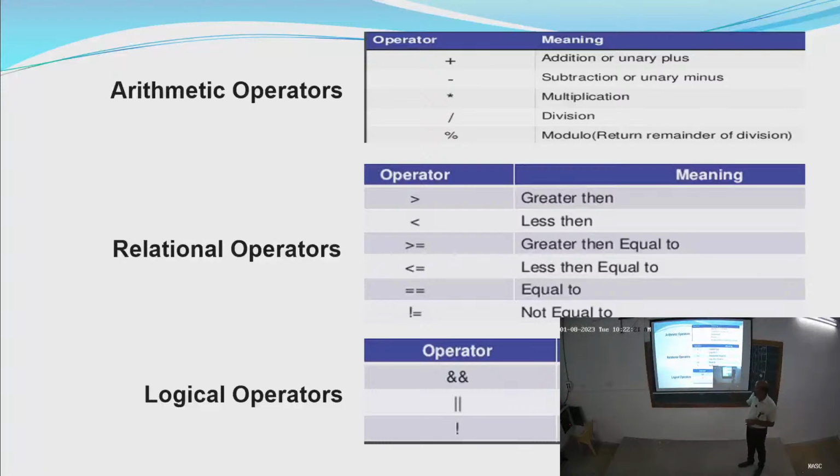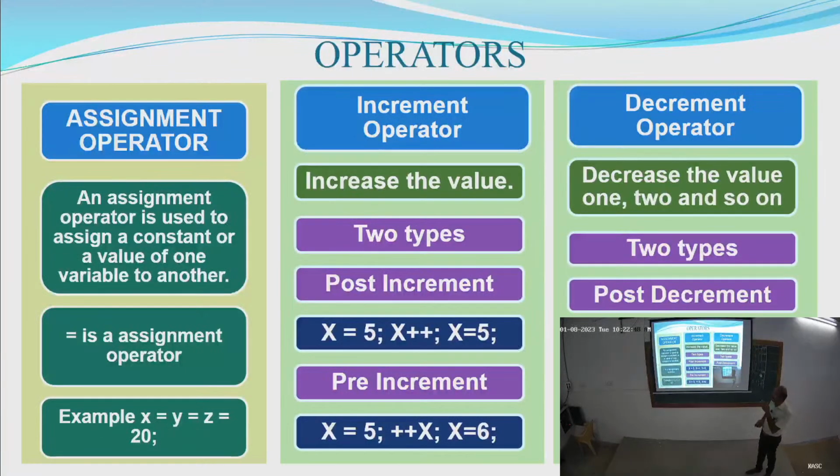Okay, next one is the logical operators. The logical operators are and, or and not. Here the exclamation mark is used for the not operator. Logical operators are used for combining any two values. Suppose a greater than b and a greater than c. So logical operators are used to combine any two relations. Okay, these are the logical operators, and the next operator is the assignment operator.